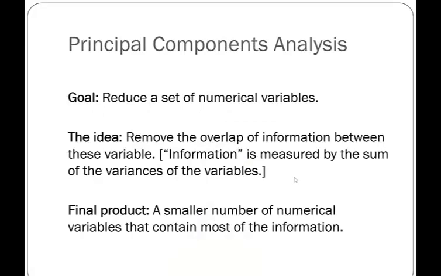But the real reason we're doing this chapter is to talk about principal component analysis, and the idea here is that we want to reduce the number of numerical variables, and we do this by identifying where information is overlapping between the many variables that we have. It turns out that typically a small number of variables is going to contain most of the information, and so if we can identify those variables, then we can basically throw out the rest.